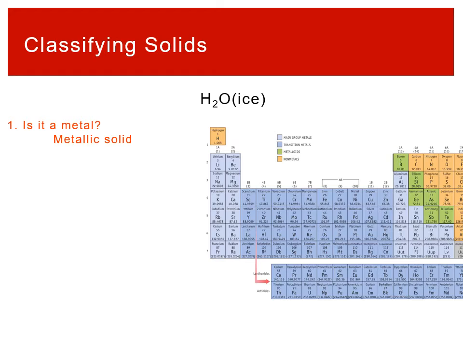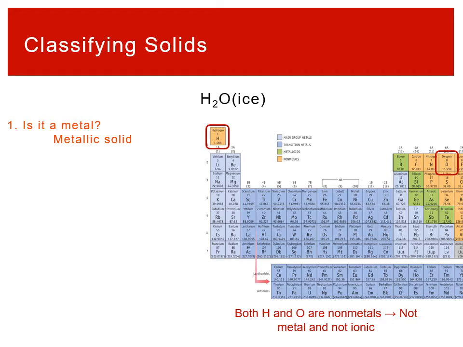I'm going to start with H2O as ice. So the first question we want to ask is, is it a metal? And where we always need to start is finding the atoms on the periodic table. So hydrogen is number 1 up in the top left. Oxygen is number 8. These are both nonmetals. Hydrogen's a bit tricky over on the left side, but it is raised off to demonstrate that it's a nonmetal. These are both nonmetals. And so that tells me that no, this is not a metallic solid.